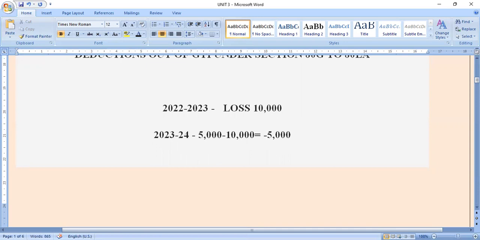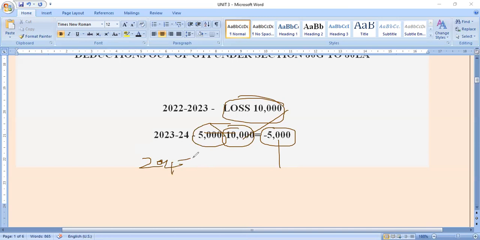Next year, the income from house property you earned is 5,000. From this 5,000, you are going to deduct last year's 10,000 because up to 8 years you can show this loss. So this 10,000 you deduct from 5,000. Still 5,000 balance is there. Again, in the next year, 2024-25, if the company has earned, let us take for example, 3,000 income from house property, from this 3,000, out of this 5,000, another 3,000 you can deduct. Still 2,000 balance is going to be the loss.